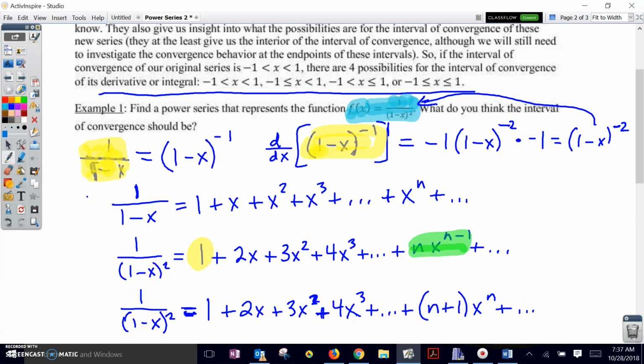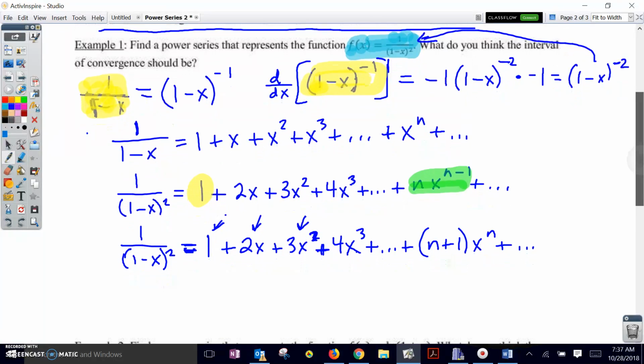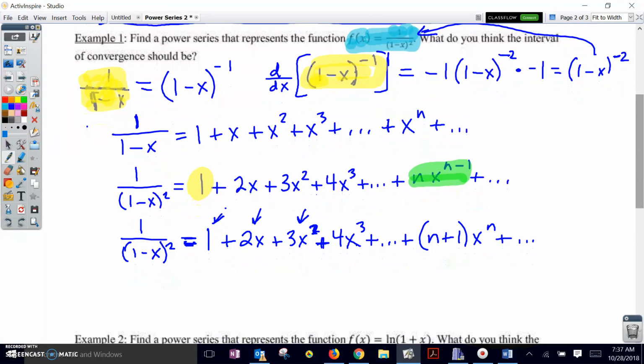And now if I substitute 0 in here, I indeed get the terms. This is the 0th term, the first term, second term, etc. All right. Now the last part of this question asks, what do you think the interval of convergence should be? The interval of convergence for the original was from -1 to 1. Now, should this be the interval of convergence for this series? We would think that it should be.